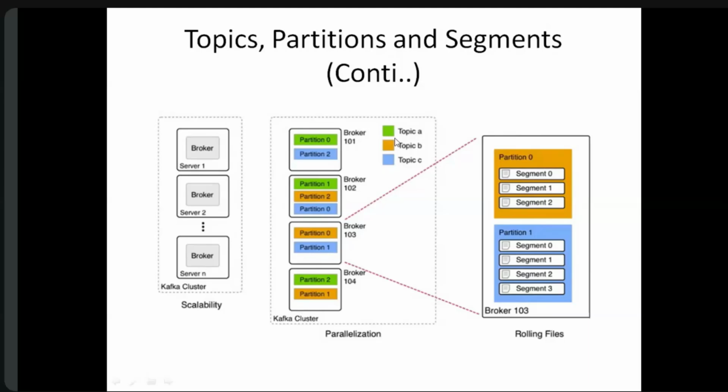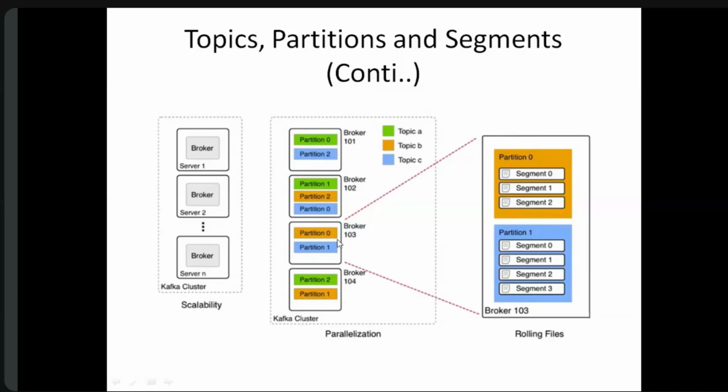Suppose the number of partitions is 3 for any topic, but the number of brokers is 4. So now whenever you distribute the partitions, obviously some brokers will have more partitions, some brokers will have a smaller number of partitions. So that is also fine. That is completely fine. It can happen.